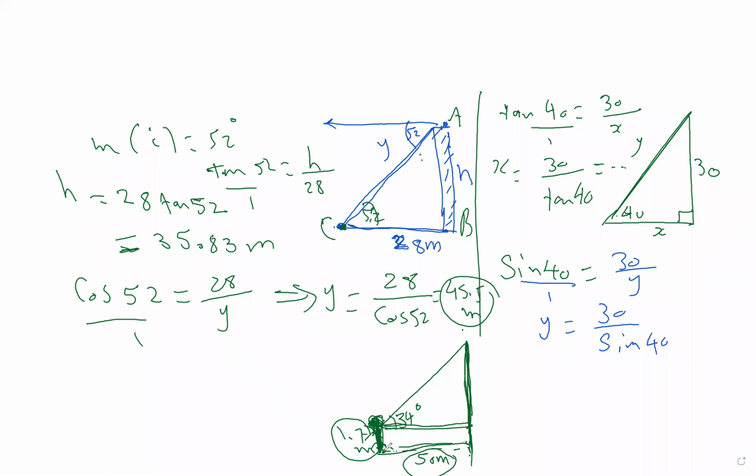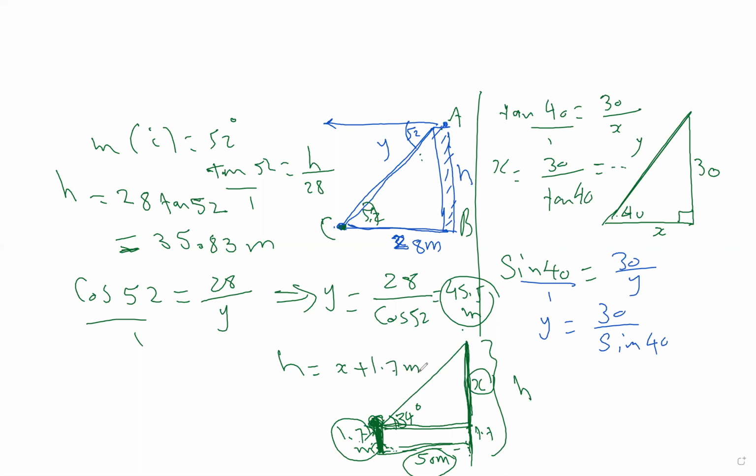And the height of the man is 1.7. And he measured the angle of elevation from his eye level, which is 34. So what is the height of the building? This is the height. After you find x, you have to add the height of the observer. This is 1.7, then the height will be x plus 1.7 meters.